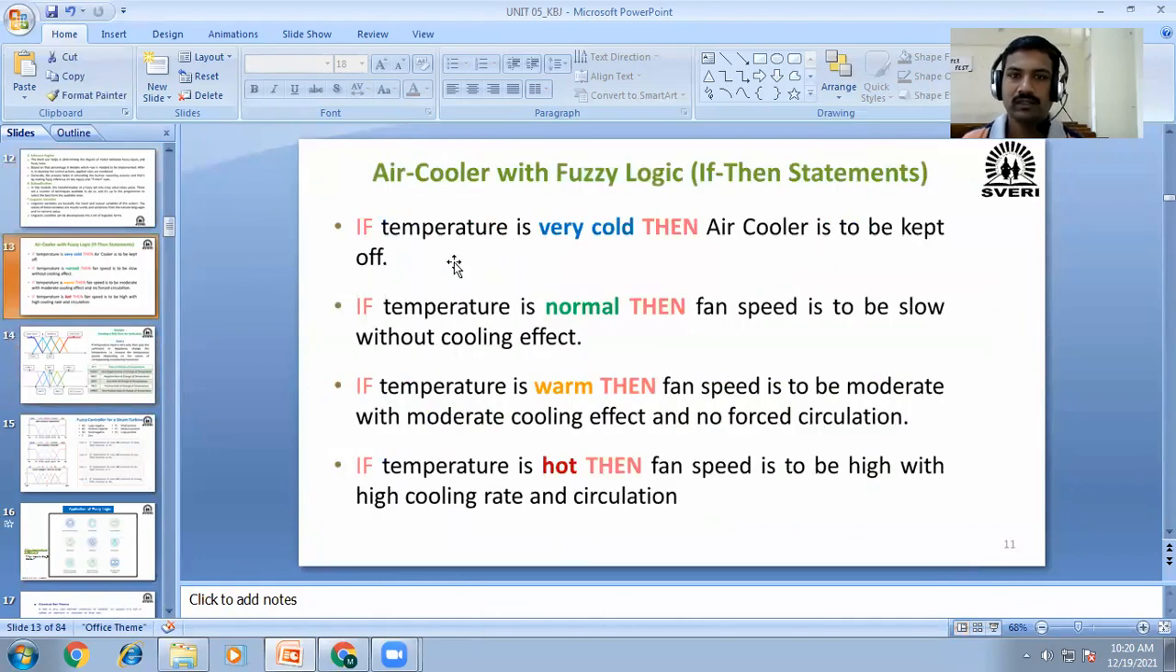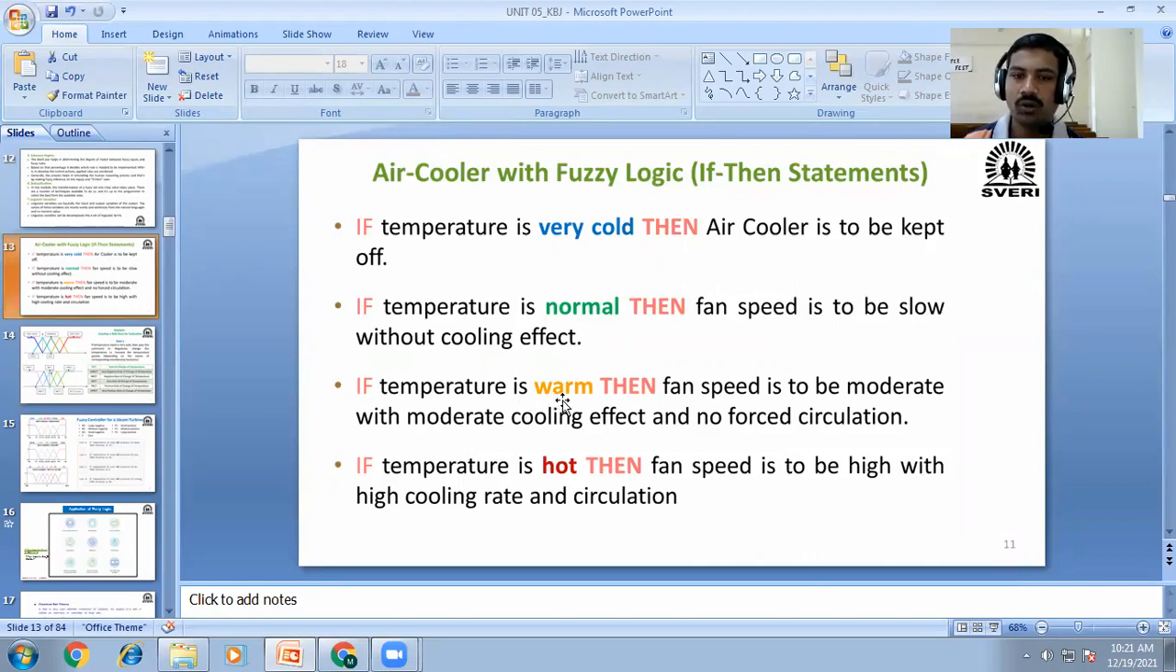Next we have seen fuzzy logic for an air cooler. For that I have written 4 rules with the help of the conditional if-then statement. If the temperature is very cold, then the air cooler is expected to be kept off, so the air cooler needs to be off. If the temperature is normal, then only the speed of the fan is to be slow without cooling effect, meaning we just start the fan normally without cooling.